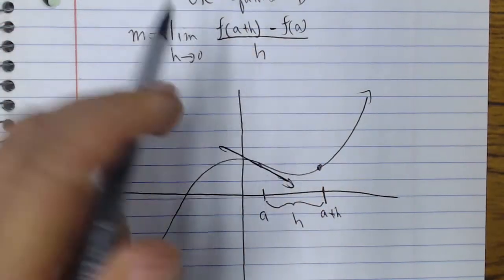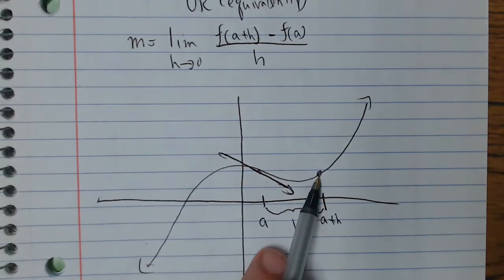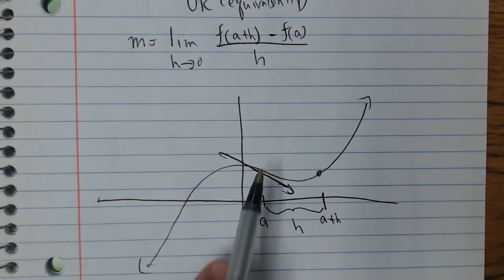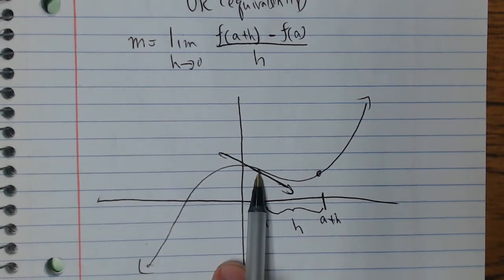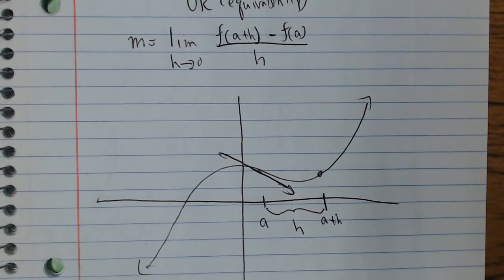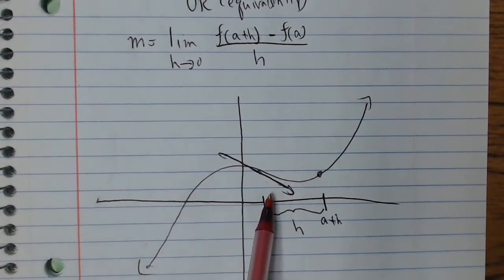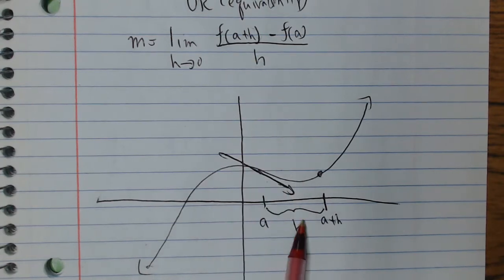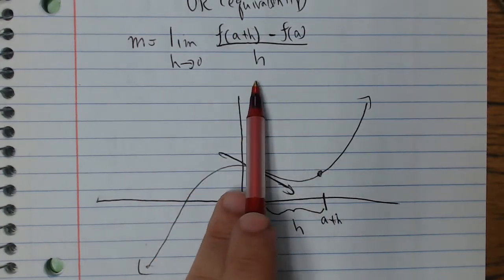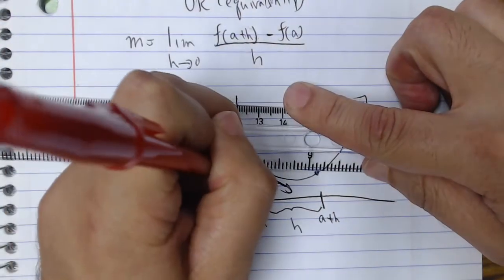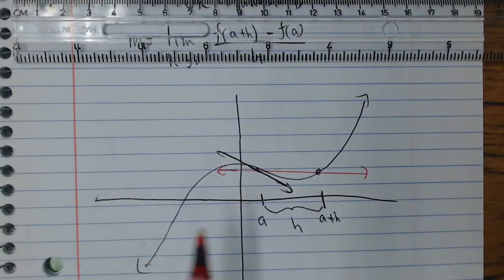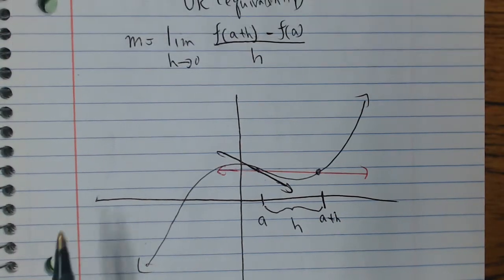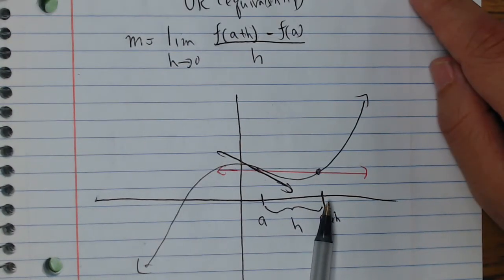So f of a plus h is what? The y value at a plus h. F of a is the y value at a. So if you say f of a plus h minus f of a, that just gives you the rise from a to a plus h. And of course, what's h? H is basically the run. So if you think about it, f of a plus h minus f of a all over h, that just gives you the slope of this secant.